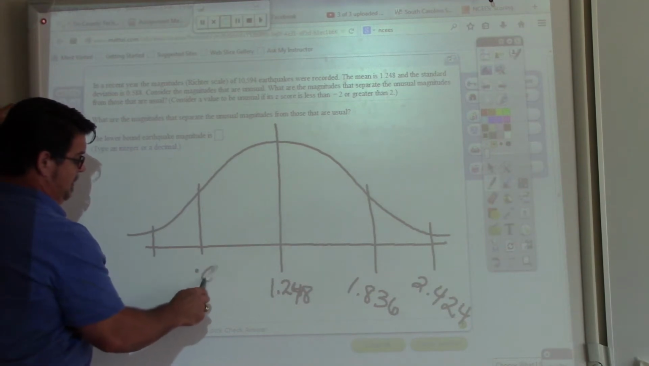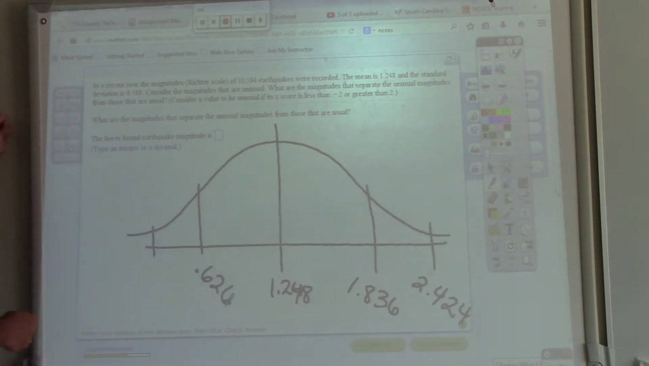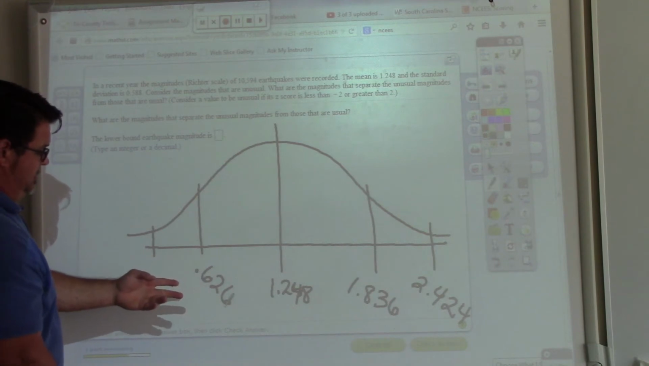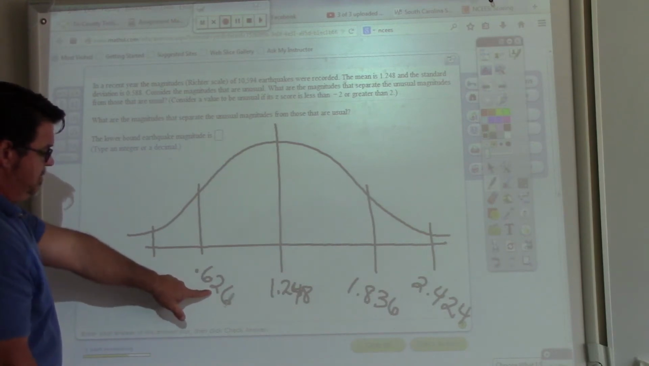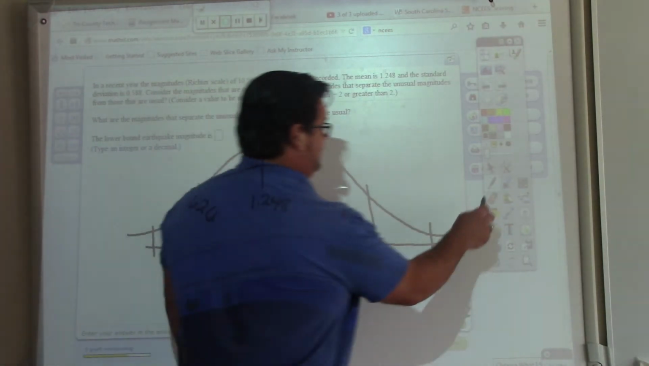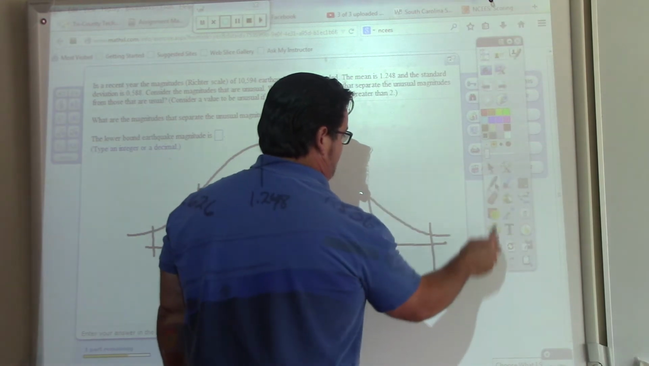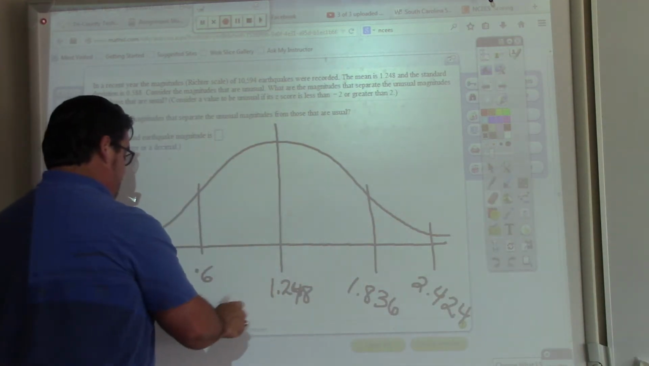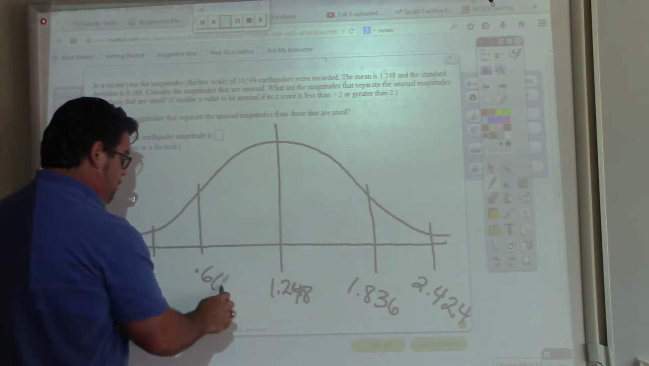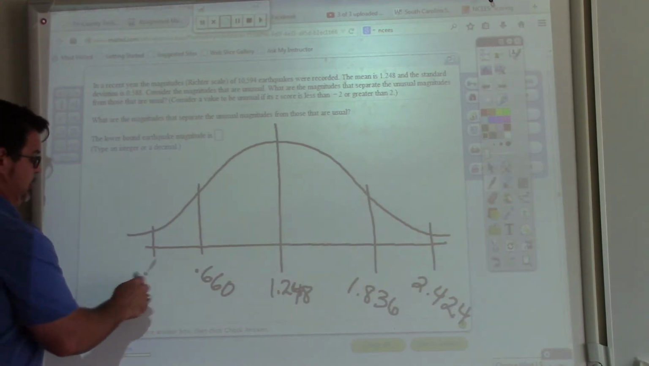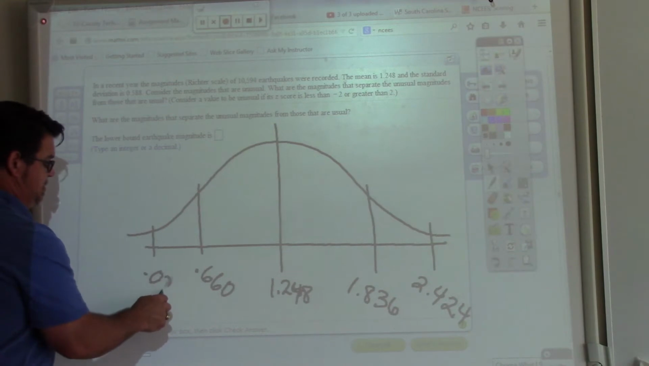Okay. Now, take 1.248 and subtract 0.588. Point what? 66. No, 66, not 666. So there's supposed to be a 6 right here? Oh, it's just 0.66. 0.660. Is that what you're trying to tell me? Yes. Sorry. 0.660. And now take 0.660 and take 0.588 away from that. What do you get? 0.072.